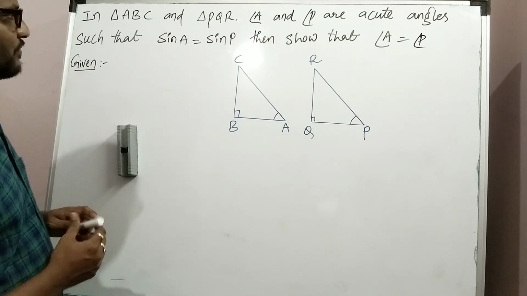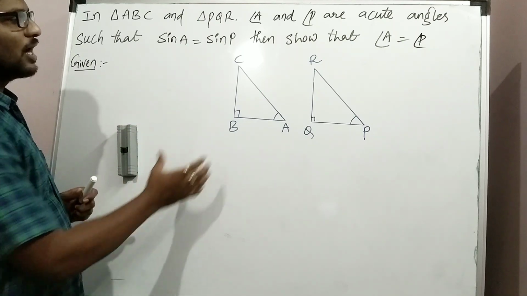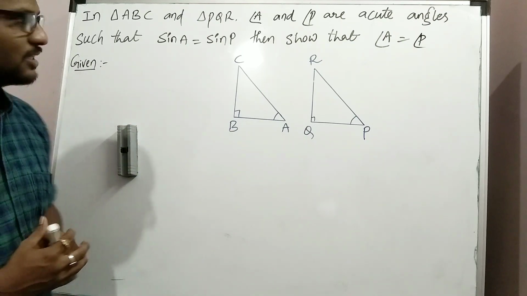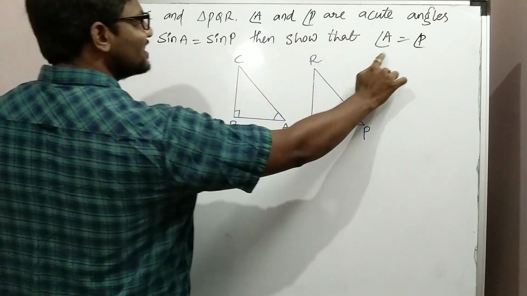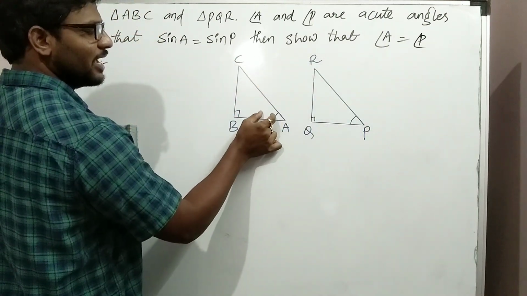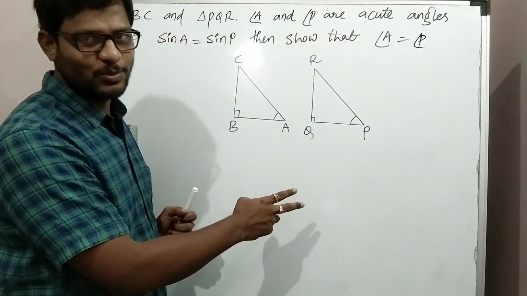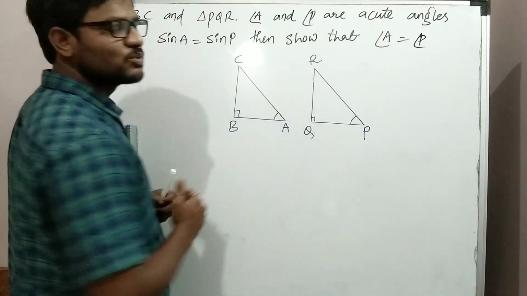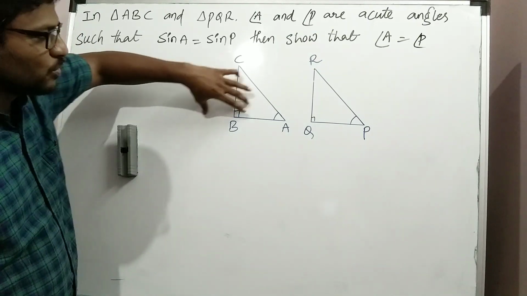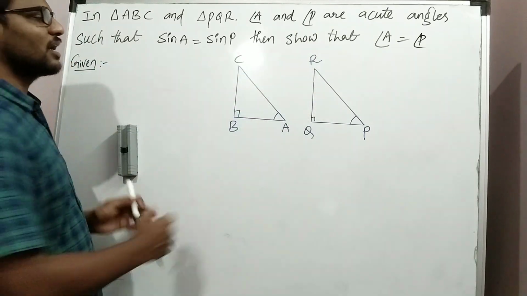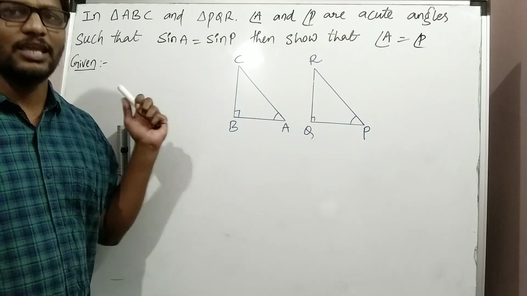Before beginning this problem, I want to explain about similar triangles, because what we have to prove is angle A equal to angle P. Two angles of different triangles should be equal. So we have to compare these two triangles, and if we prove these two triangles are similar, we can conclude angle A and angle P are equal.